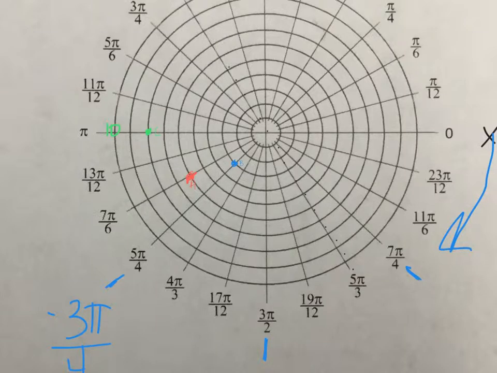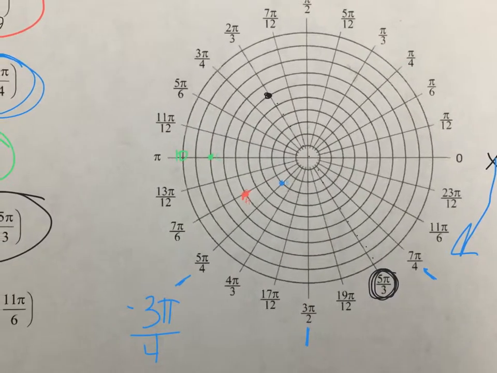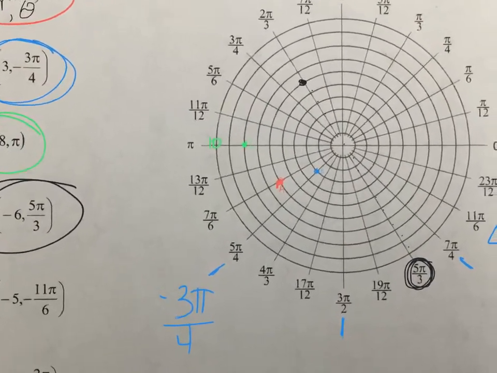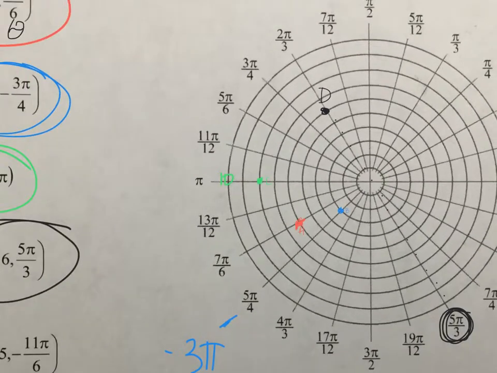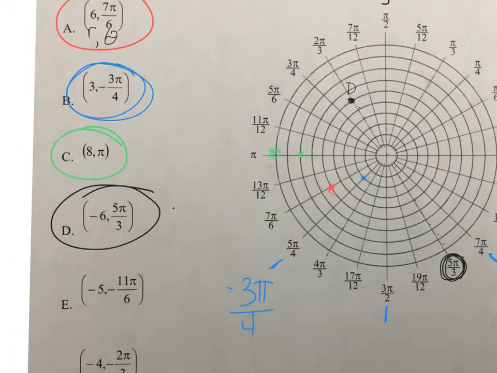1, 2, 3, 4, 5, 6. So this is where I'm going to find negative 6 comma 5 pi over 3, away from where it's supposed to go. Positives come towards the outside, negatives go the opposite direction. So this is point D at negative 6, 5 pi over 3. It's also the same as 6 comma 2 pi over 3. These two points are in the exact same spot.